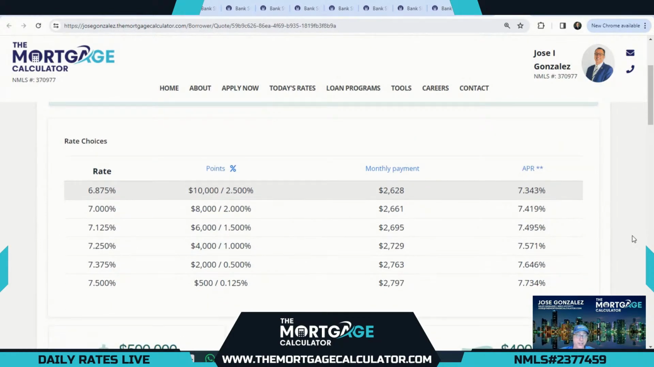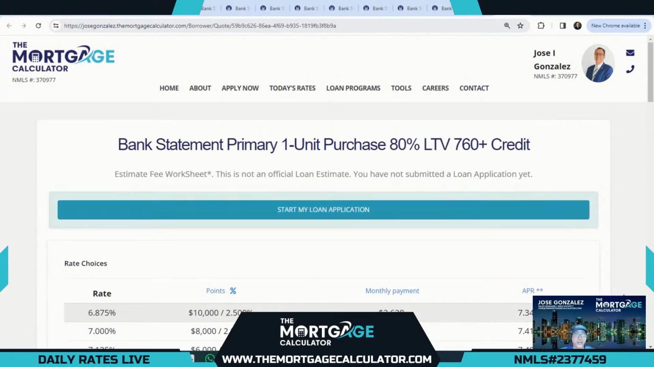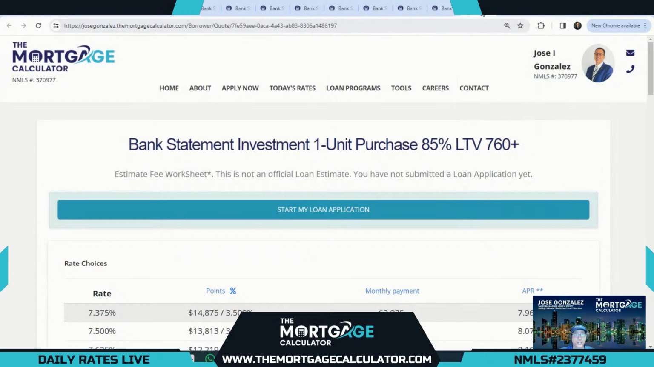7.5% drops considerably, right? 7.5% is our lowest cost option, and you can buy that down all the way to 6.875% for our 80% LTV one unit purchase. And now we go to our investment options.